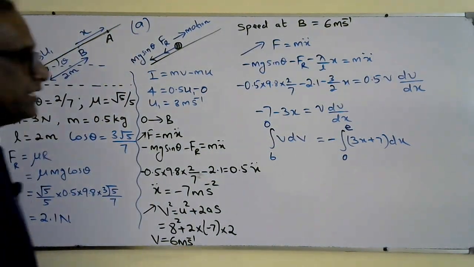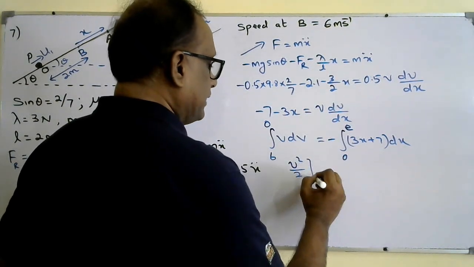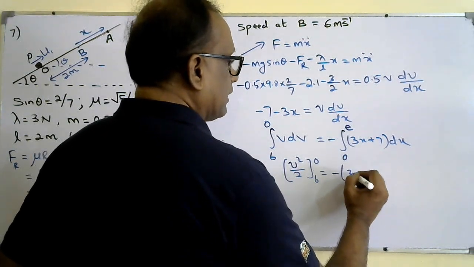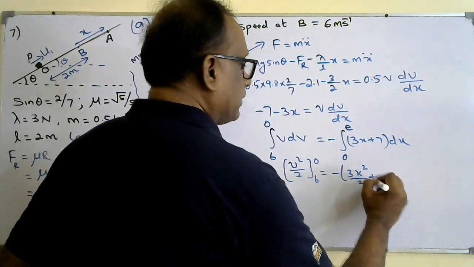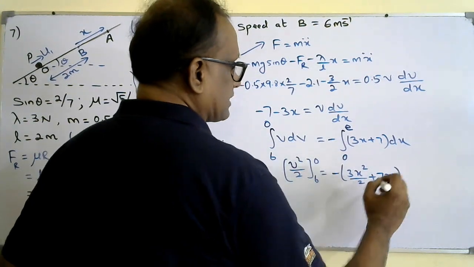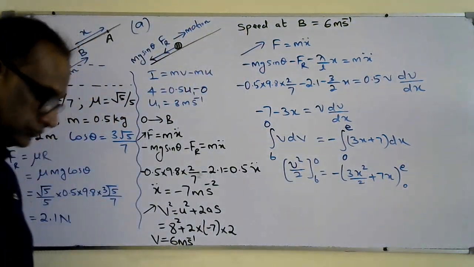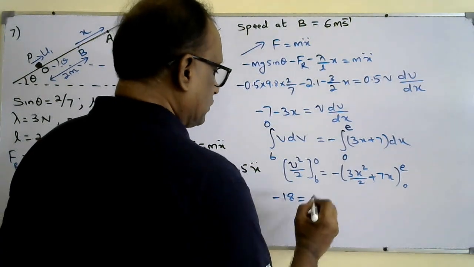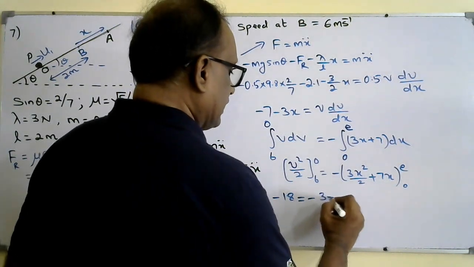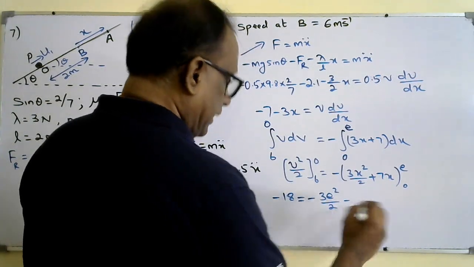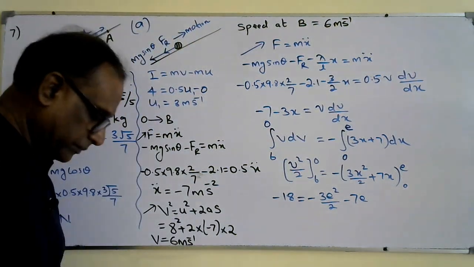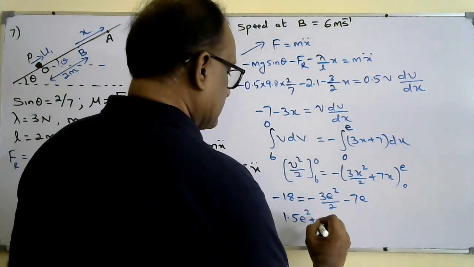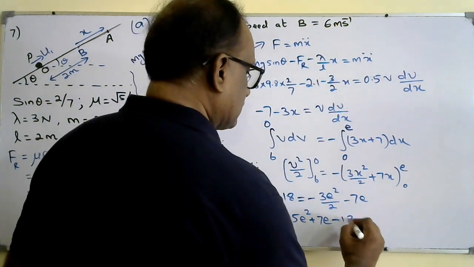So solve it. This is going to be v squared by 2 with the limits 6 to 0 equal to minus 3x squared by 2 plus 7x, the integration, from 0 to e. Solve it again. You'll get minus 18 is equal to minus 3e squared by 2 minus 7e. Again solve it, that's not a big issue. You will get 1.5 e squared plus 7e minus 18 equal to 0.